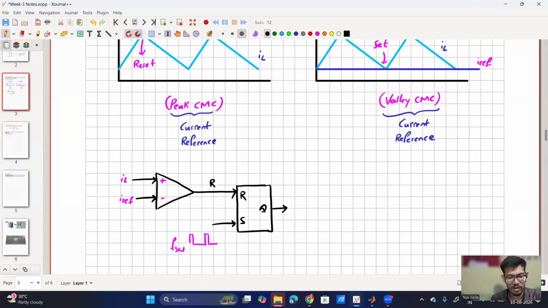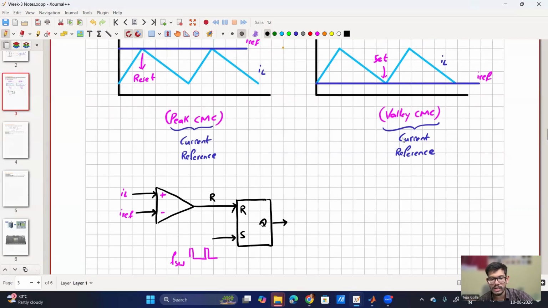So in this way, my pulse is being generated using peak current mode control. In the case of valley current mode control, the set pulse is being generated from the comparator output. So it is slightly different. So notice the changes. Here IL will be opposite.